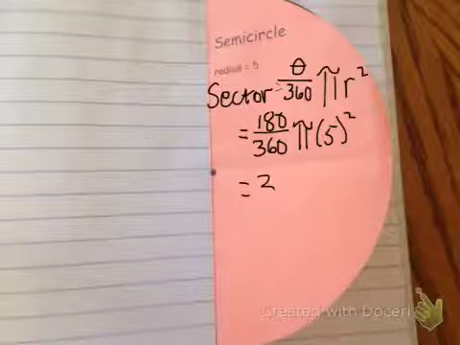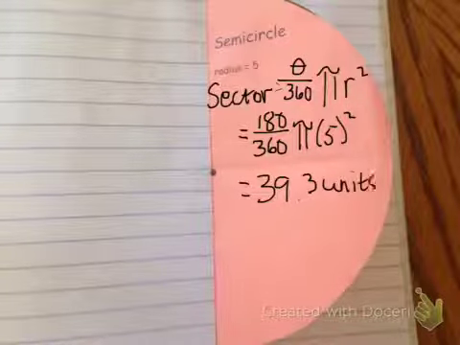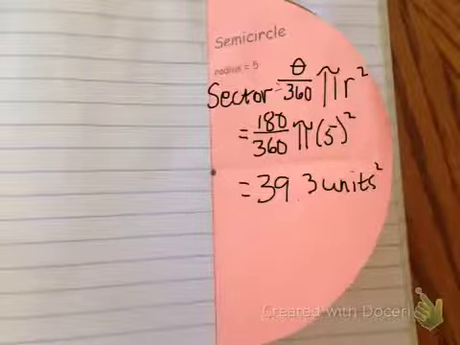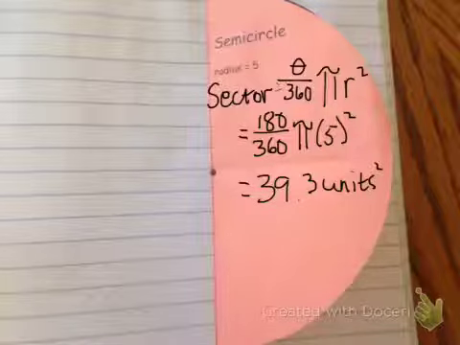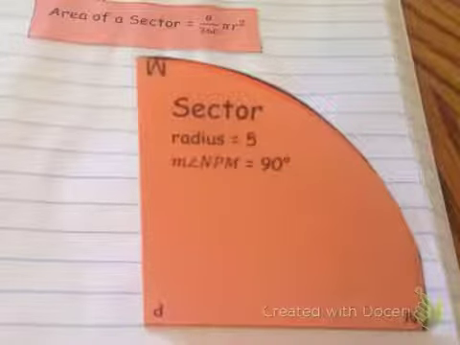or you can just plug it in the calculator exactly like you see it, and we get 39.3 units squared. I do want you to go ahead and write those units squared on there. Alright, look back. Is that half of 78.5? It is.